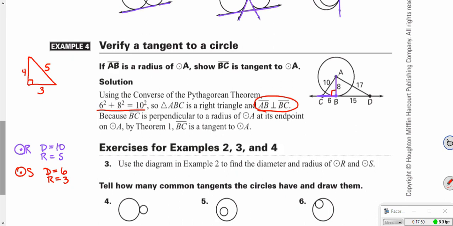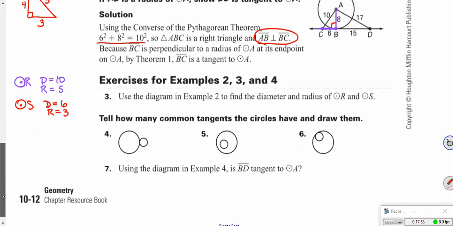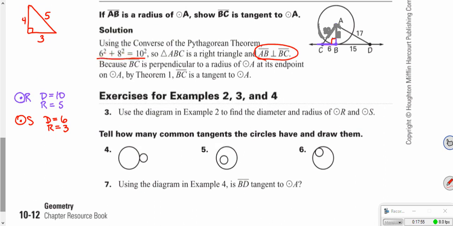Okay. Now, let's look at these last ones. Tell how many common tangents the circles have and draw them. First of all, number 4, we did one like it right above. If you have 2, well, actually, no, we haven't done one like this. I apologize. 2 circles that are not concentric, they're not like inside each other, but they're right next to each other and touch at a point. What you've got here is you're going to have a point of tangency here. You're going to have a point of tangency here, if I could get it to actually touch.